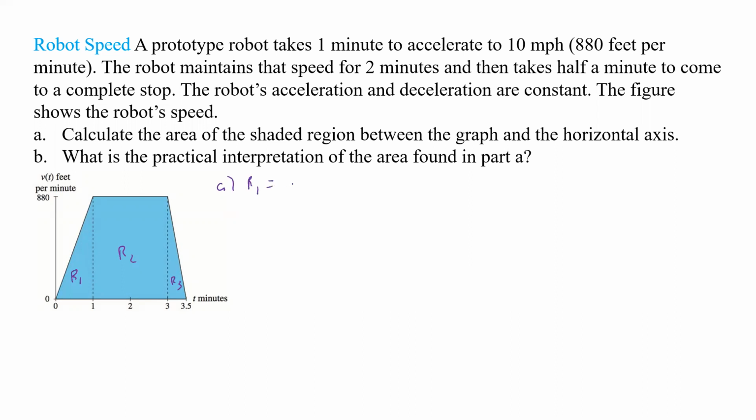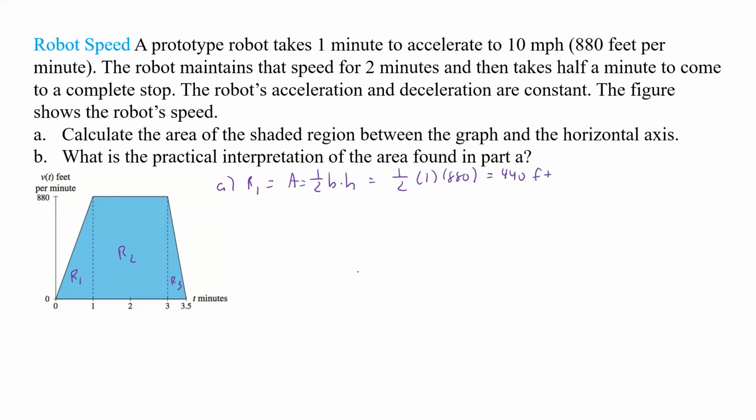So for the triangle, R1, what is the area of a triangle? Well, area is equal to 1/2 base times height. So that's 1/2 times our base, which is 1, times our height, which is 880. Half of 880 is 440. Now, what are our units? Well, this is feet per minute times minutes, so the minutes cancel, and this is going to be 440 feet.